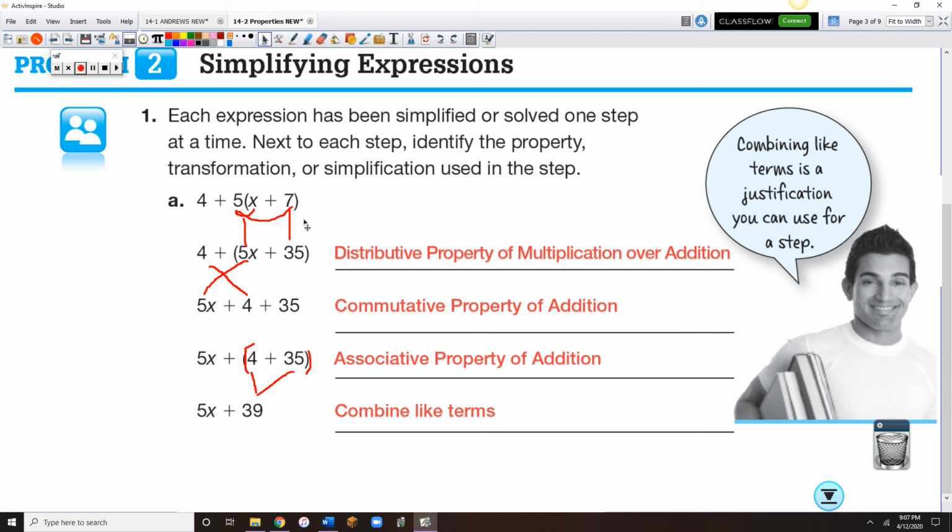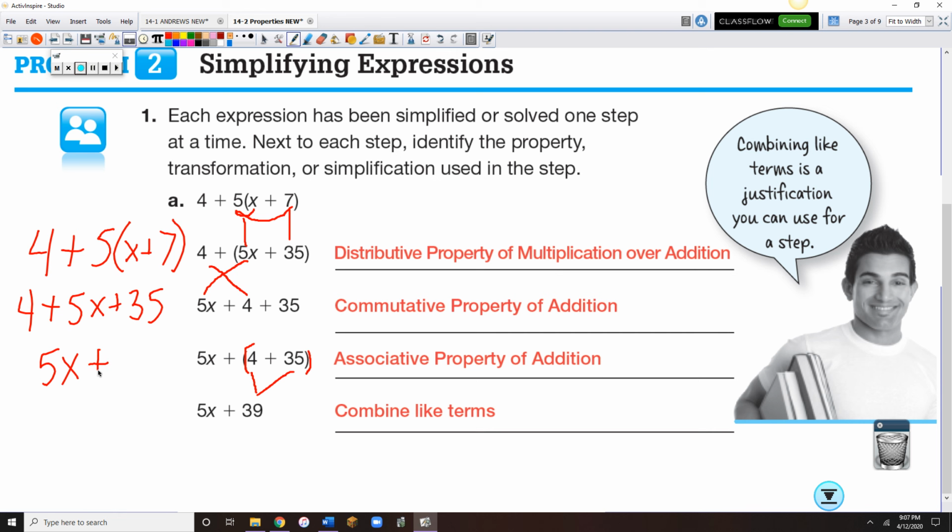Okay, so if we were doing this in quote-unquote real life, if I started out with 4 plus 5x plus 7, I would probably distribute: 4 plus 5x plus 35. And then I would just simplify from there. I'm putting 5x first because it has a variable. And 4 and 35 make 39. So I would probably only write this in 3 steps.